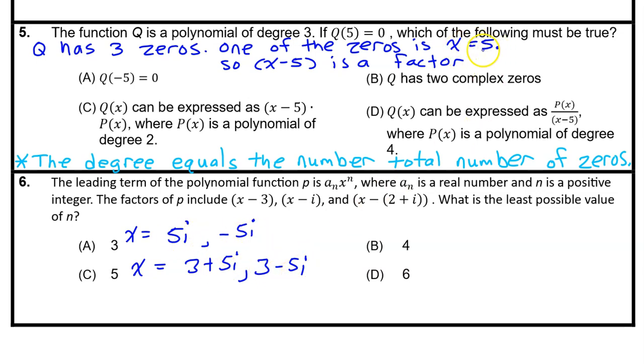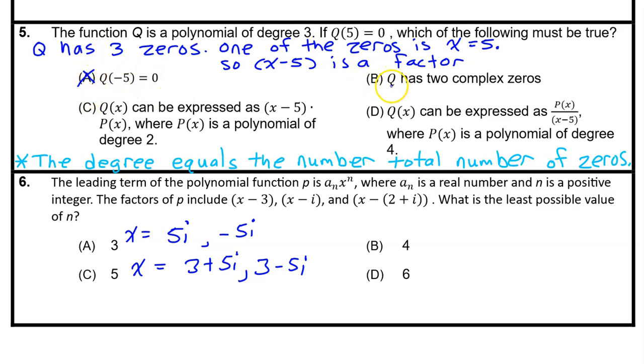So if you have a real number, like x equals 5, a real 0, that doesn't mean that you're automatically going to have negative 5 as another 0. So there's nothing in the information that tells us that this will be true. This does not have to be true.